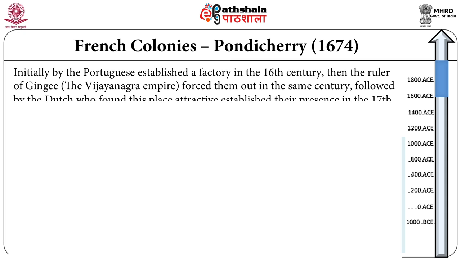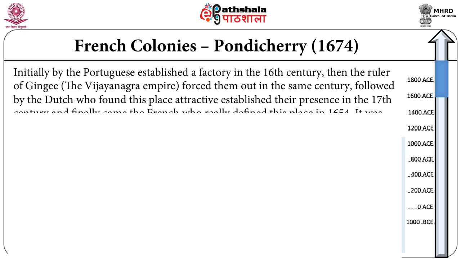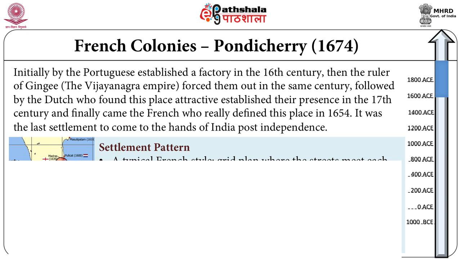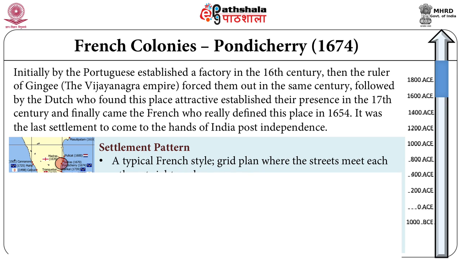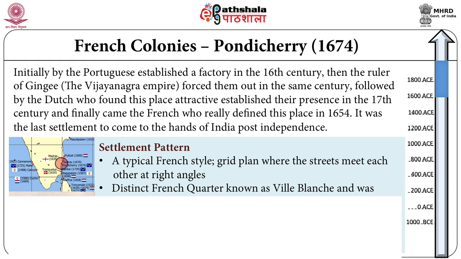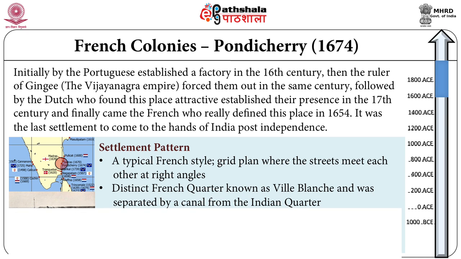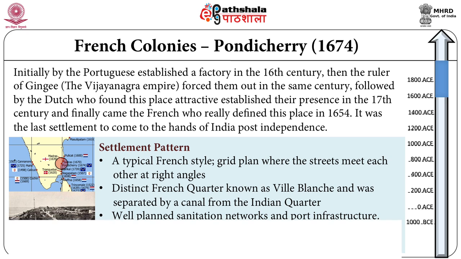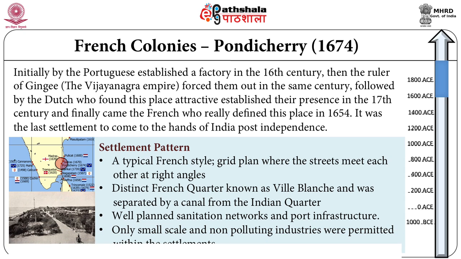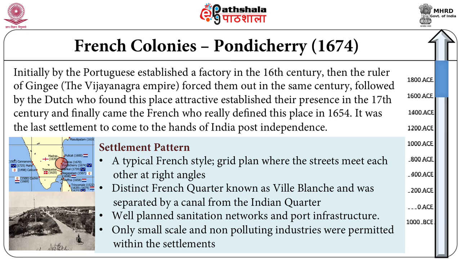Initially, there was a Portuguese factory established in the 16th century. Then the ruler of Gingee of the Vijayanagara Empire forced them out in the same century, followed by the Dutch, who found this place attractive and established their presence in the 17th century. Finally the French came and settled this place in 1654. This was the history of Pondicherry. It remained in the hands of the French till India gained independence, and post-independence also it was in the hands of the French.